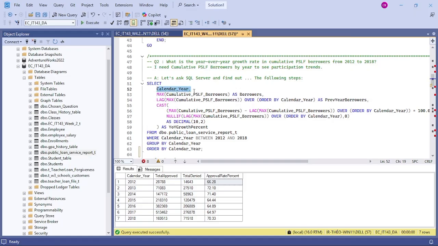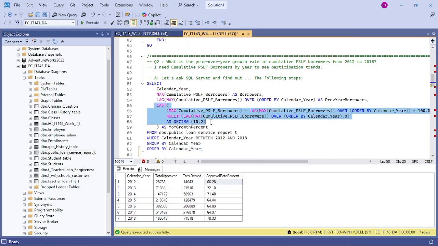I select calendar year and maximum cumulative borrowers, grouping them by calendar year. I use the LAG function, which is essential to access data from the previous year or row in the result set to calculate the growth rate dynamically, as they are grouped by year and sorted by year.